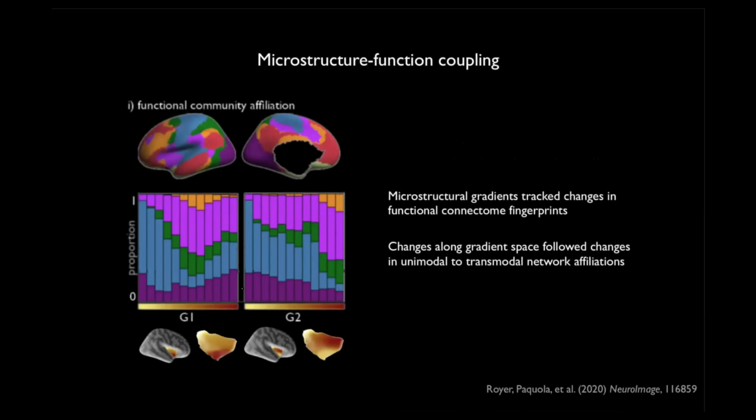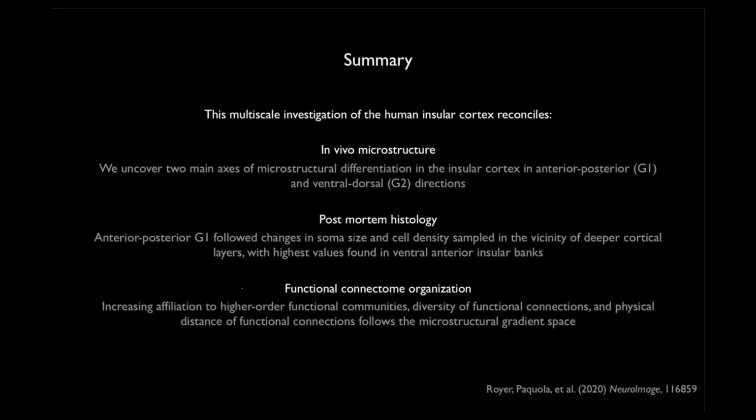We also examined microstructure-function correspondence by grounding different functional features within the microstructural gradient space. Focusing on one aspect of functional organization we explored in our study, we found that regional changes in functional connectivity to established network communities followed insular microstructure, with increasing affiliation to attentional and executive network communities in the anterior insular cortex.